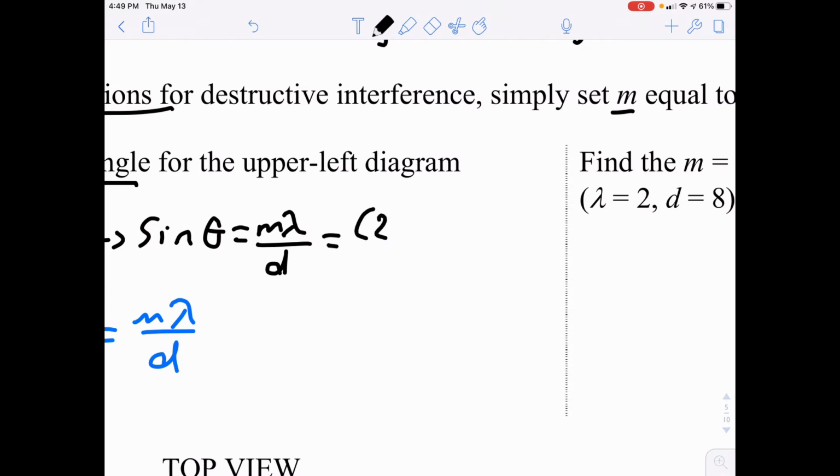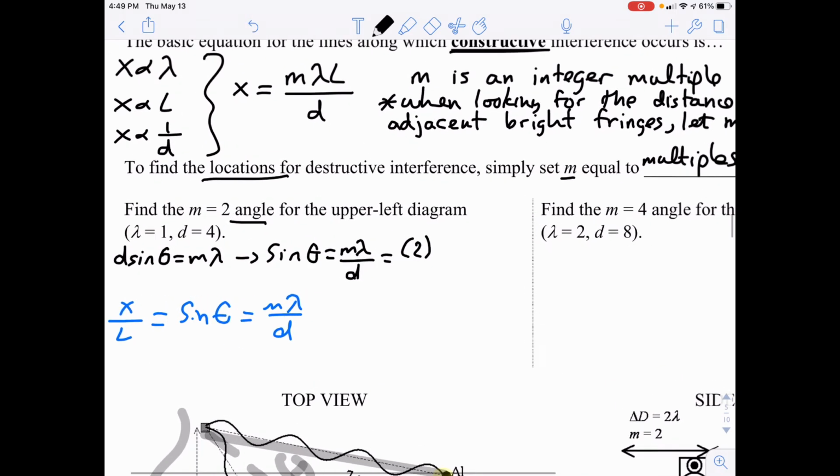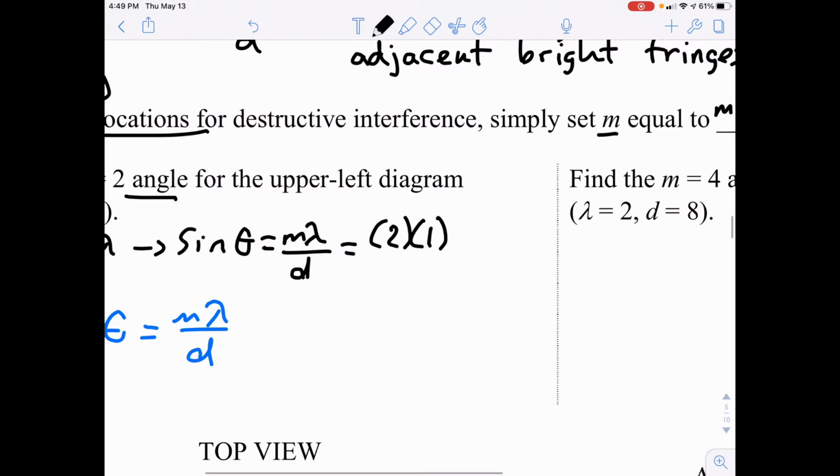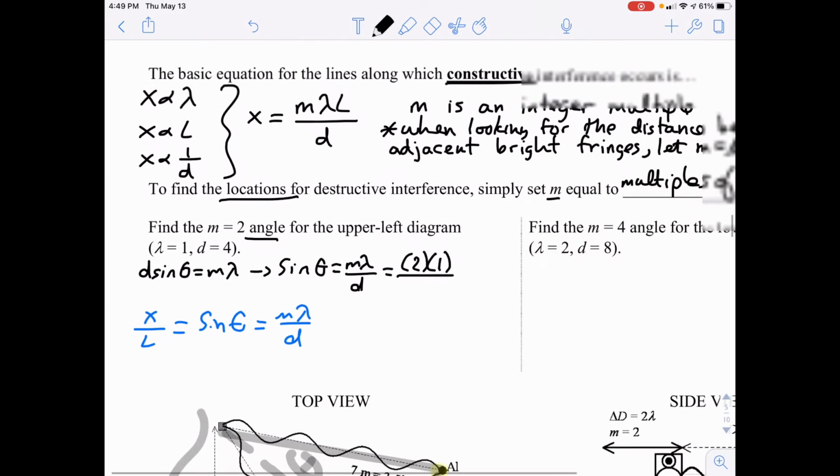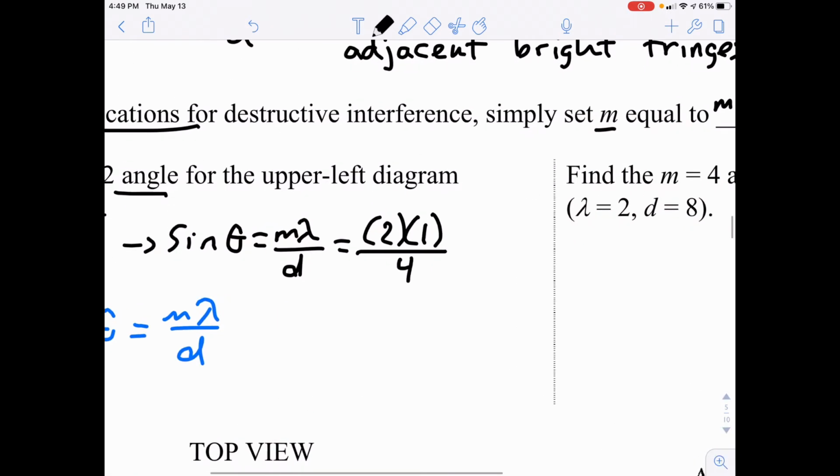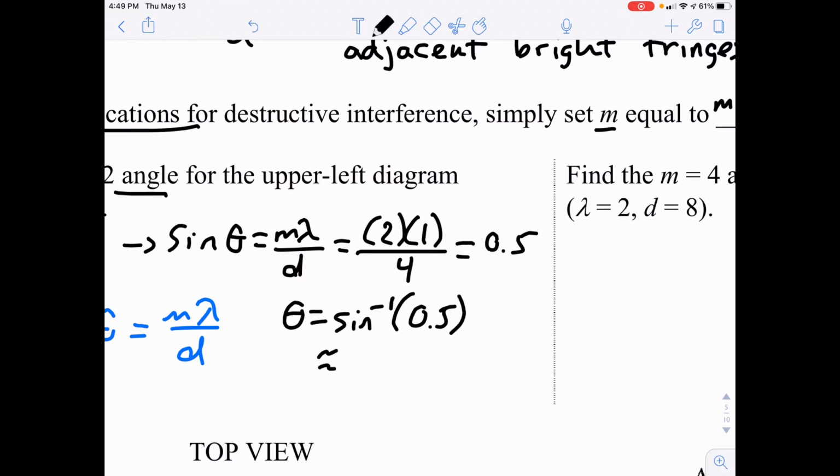So we're looking at the second bright fringe. Lambda is 1 unit over d, which is 4 units. And so we get 1/2. If I take the arc sine of that, theta would be the arc sine of 0.5. We get roughly about a 30-degree angle.